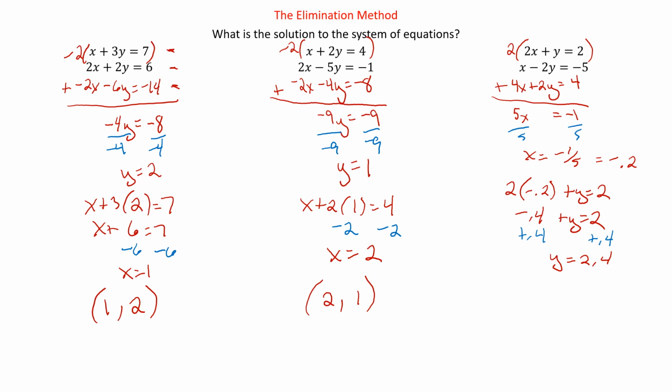And if we are questioning this, we can always plug it into the other equation. Negative 0.2 minus 2 times 2.4 would be minus 4.8. Negative 0.2 minus 4.8 is negative 5. So that works out. So let's go negative 0.2, comma, 2.4. And that's the answer for that one.